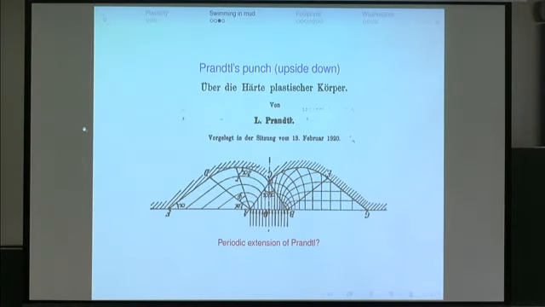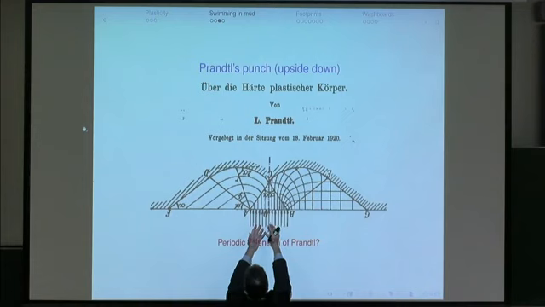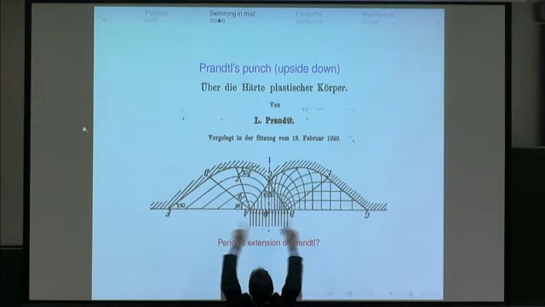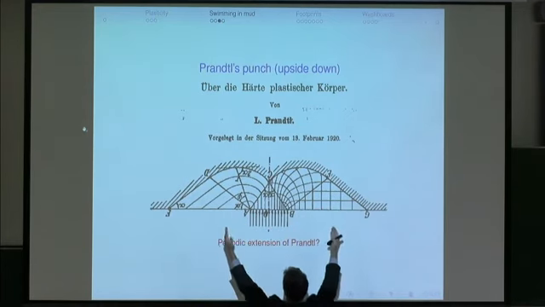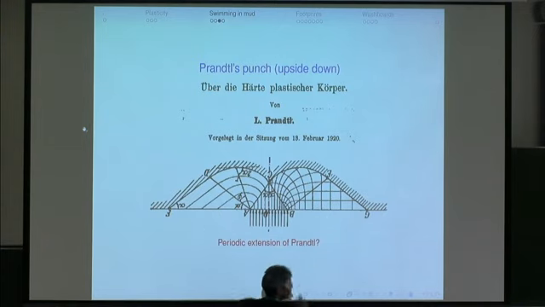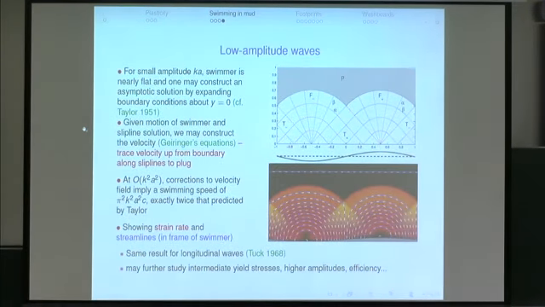Okay, so here's Prandtl's punch solution again, and I've just turned it upside down. So this is where you're pushing on it. You've got those two fans and then the three triangular regions. If you imagine just cutting the sides of this off and then periodically repeating, that looks a bit like that solution we were getting in the swimmer problem, and indeed that's exactly what you get.